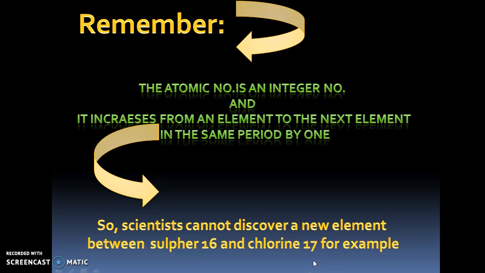Also, I can ask you, why can scientists not discover a new element between boron 5 and carbon 6? Okay, the answer is because the atomic number is an integer number. It increases from an element to the next element in the same period by 1.